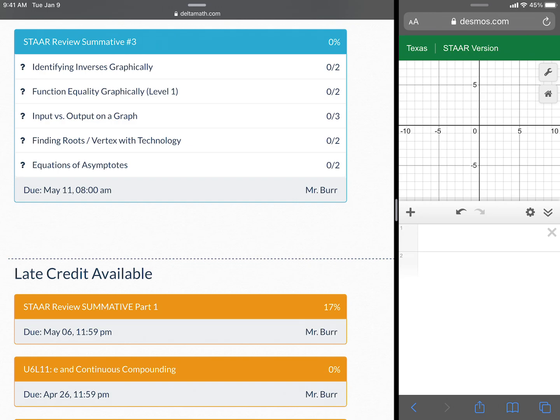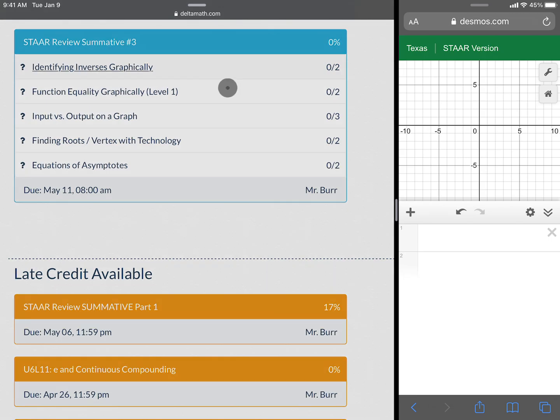All right, here we go. I'm going to go through the assignments in STAAR summative number 3 and show you how Desmos can really help you out, so you can practice that before the STAAR exam. So let's just go through these one at a time.